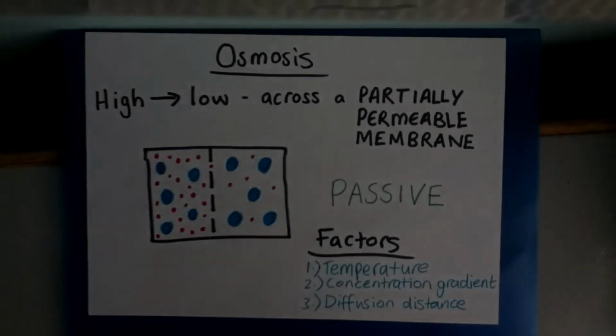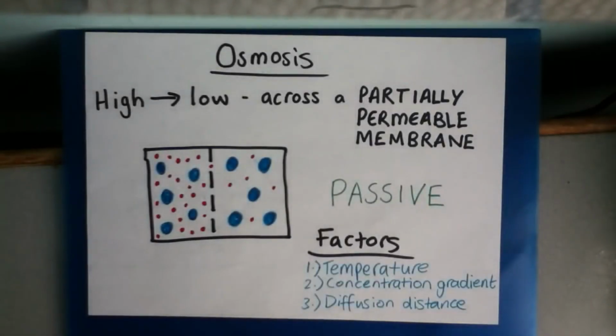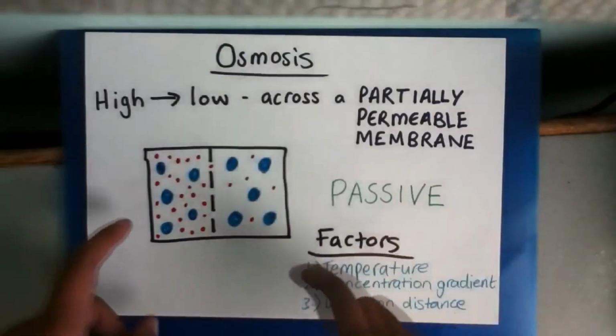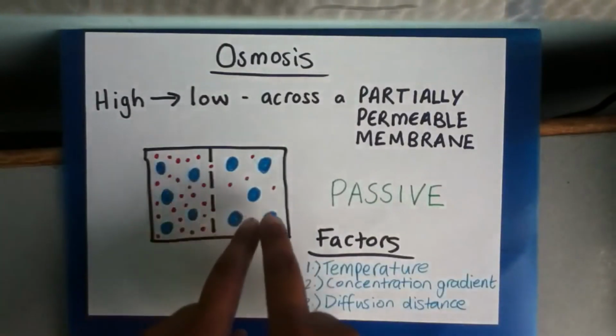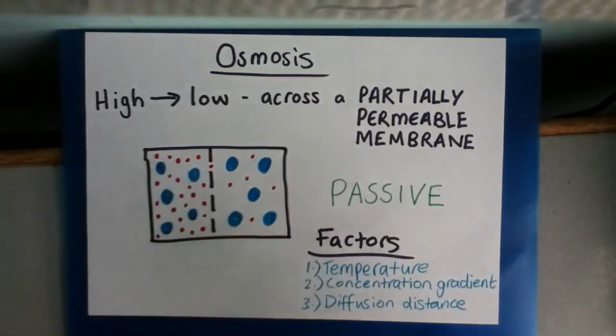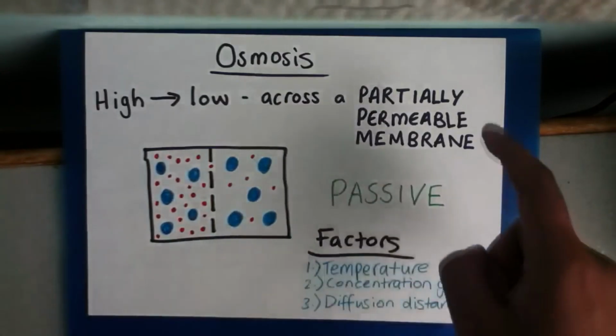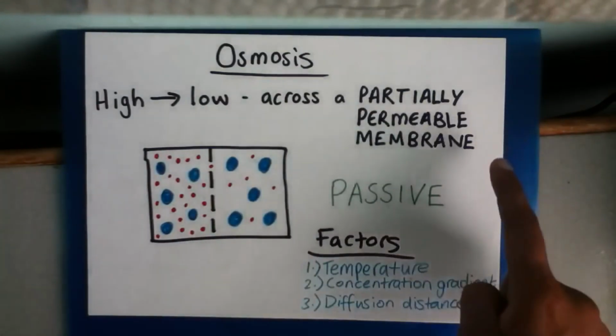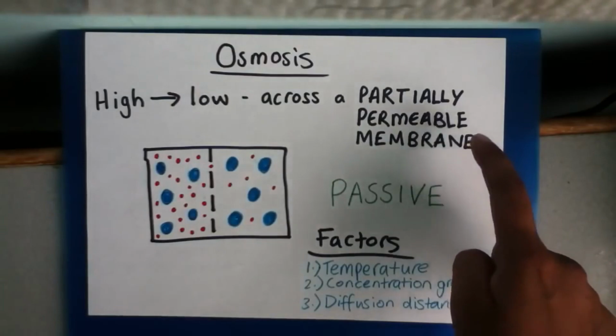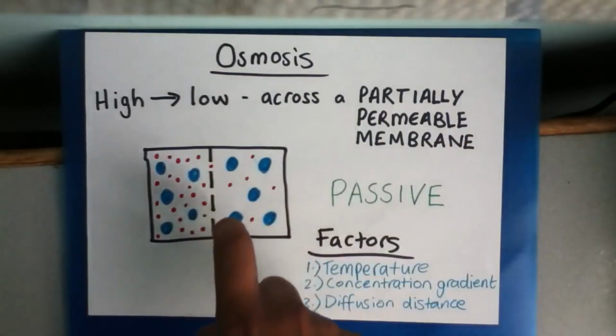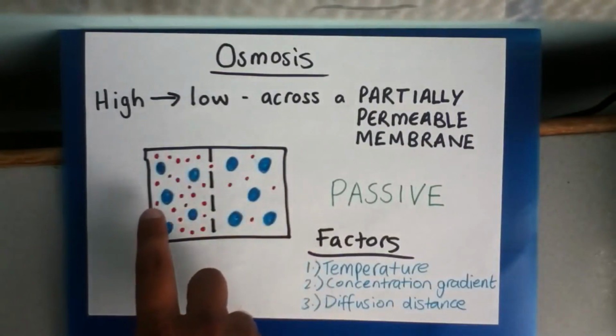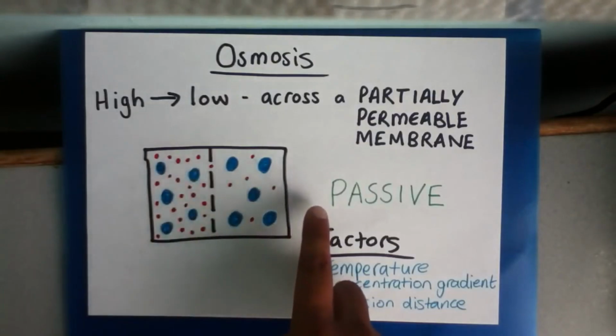Now we will look at osmosis. It's a very similar concept. The molecules will move from high to low concentration, but the main difference is they will move across a partially permeable membrane. What this means is that the membrane can only allow some of the molecules to transfer across.